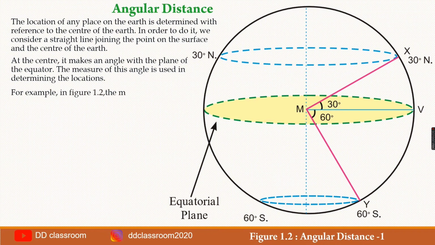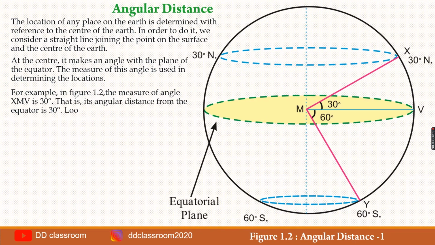For example, in figure 1.2, the measure of angle XMV is 30 degree. That is, its angular distance from the equator is 30 degree. Look at the figure and tell the angular distance of Y from the equator.